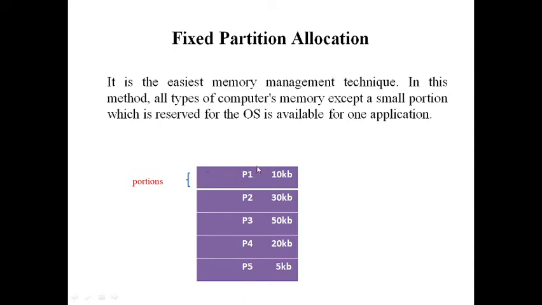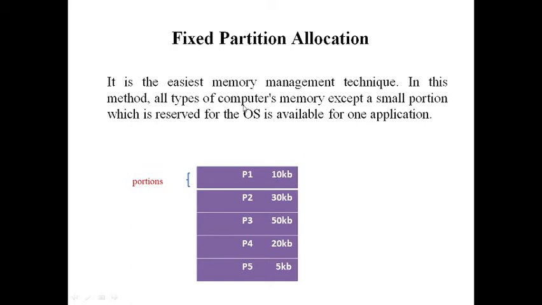But the size of the portion is not fixed. Our portions are fixed, but not the size of the portion. The size can be any size, like the first portion is of 10 KB. Here in fixed partition allocation, I will fix the blocks or portions, but the size of the portion is not fixed.